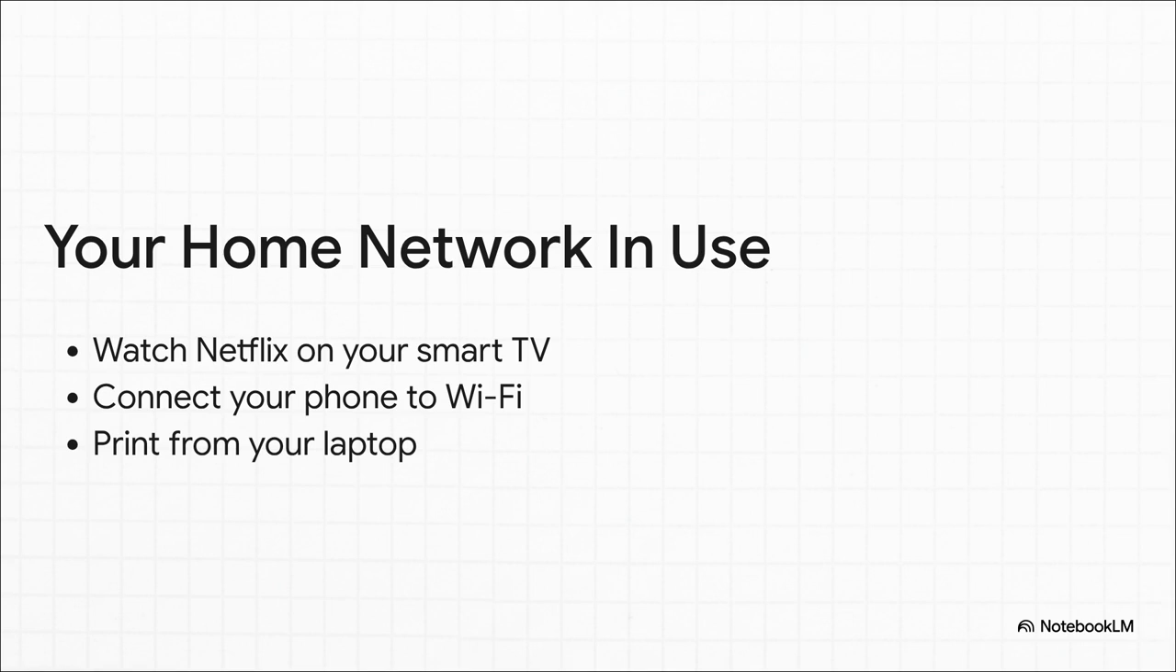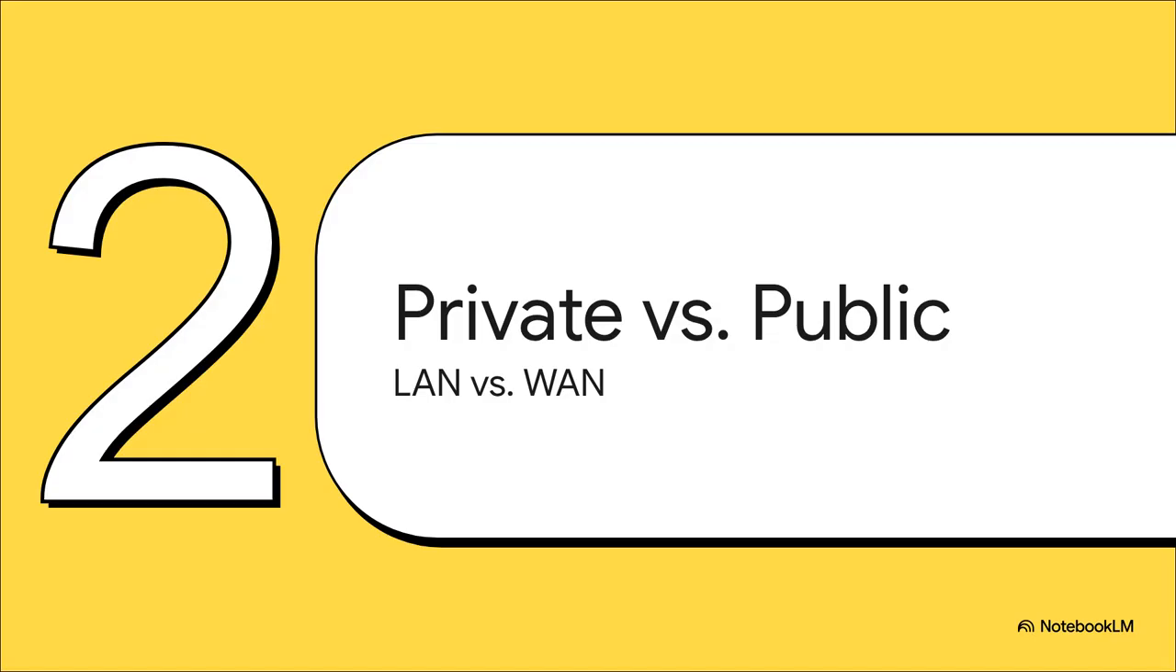When you cast a video from your phone over to your TV, that's your network. When your phone automatically connects to your Wi-Fi the second you walk in the door, that's your network. And yeah, sending a document to your wireless printer from another room, you guessed it, that's your home network in action.